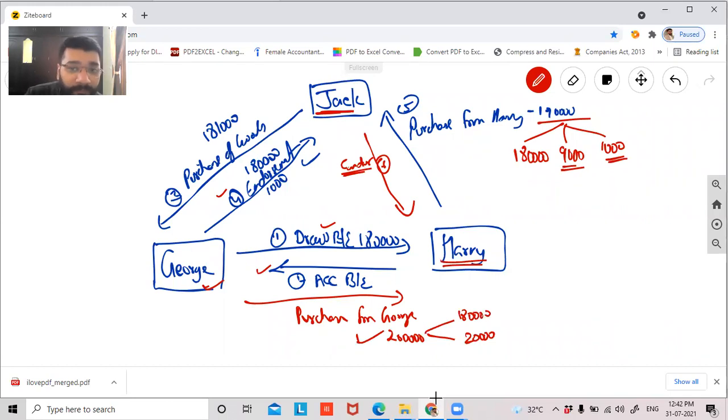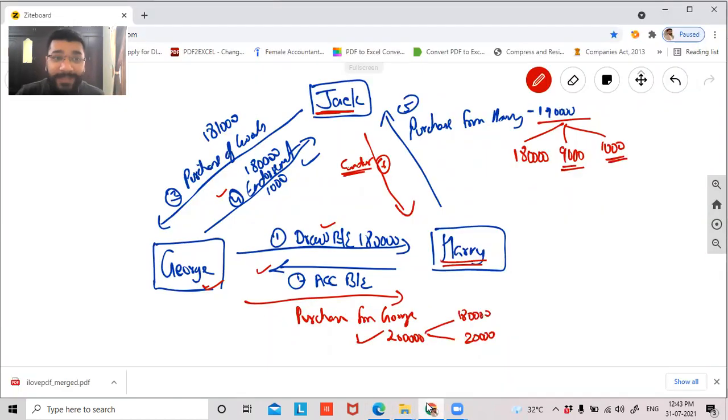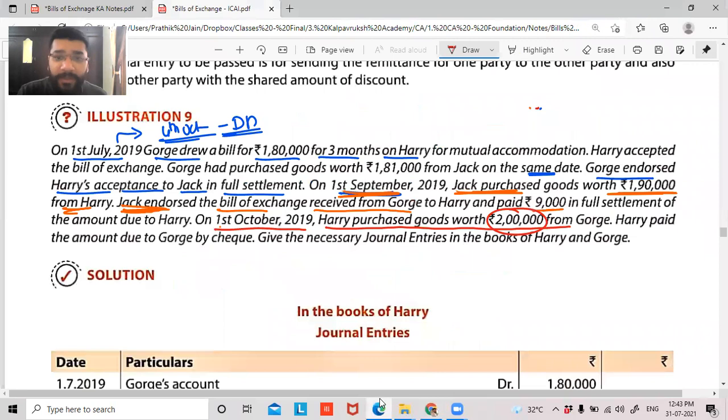Yes, sir. Is this clear? Guys, I told you this ICA study material questions are a little bomb. So this question is at least a little bit okay. The next 3 questions, what you're going to see is actually a big bomb. So you have to be very clear with what is happening, guys. So let's do this one by one.